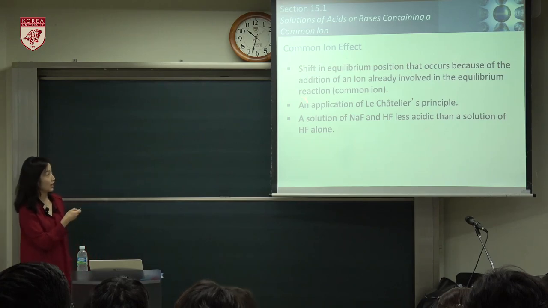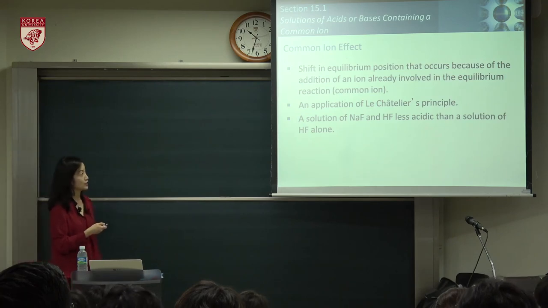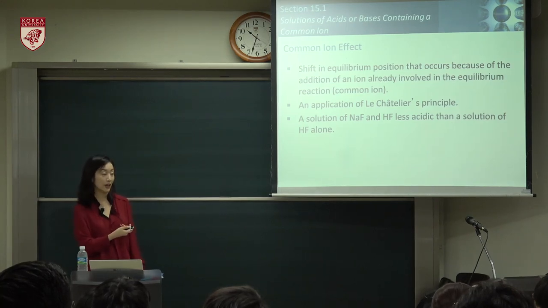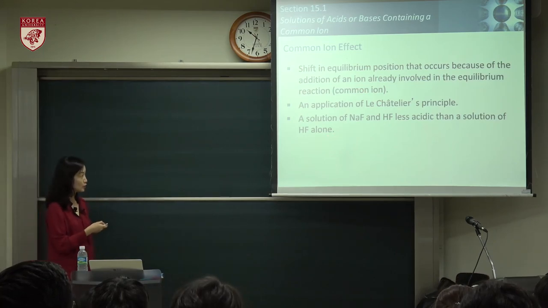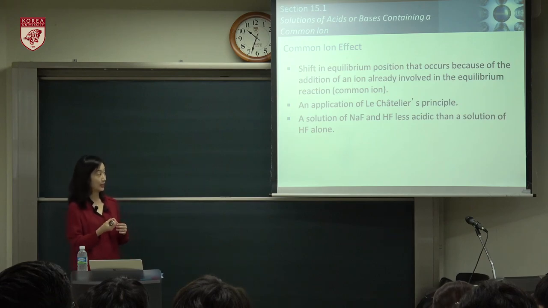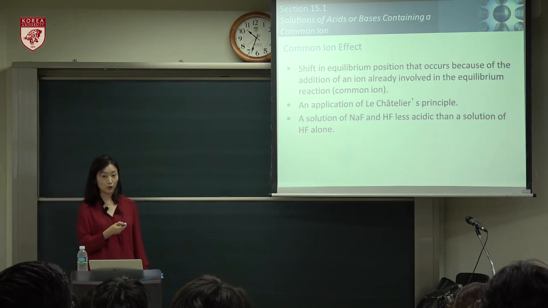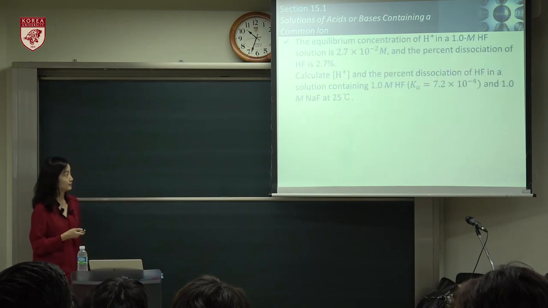But in summary, the common ion effect is the shift in equilibrium position that occurs because of the addition of an ion already involved in the equilibrium reaction. This ion is called the common ion. And this is an application of Le Chatelier's principle. So as we've seen in the previous slide, a solution that contains both the weak acid and the salt, the NaF, is expected to be less acidic than a solution of HF alone. Because of Le Chatelier's principle, the equilibrium position will shift to the left, okay?